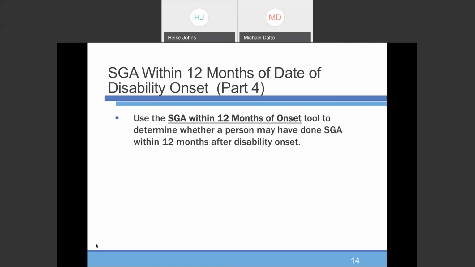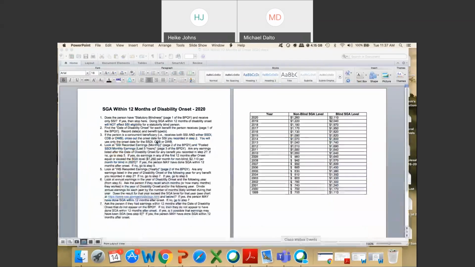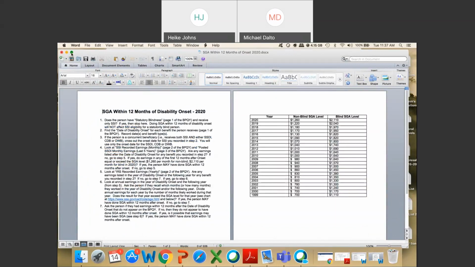Now there's another tool that you can use to determine if a person may have done SGA within 12 months after their disability onset date. And that one looks like this.